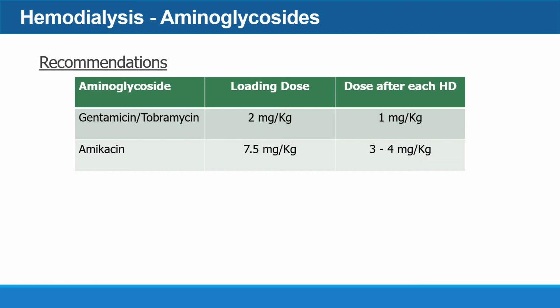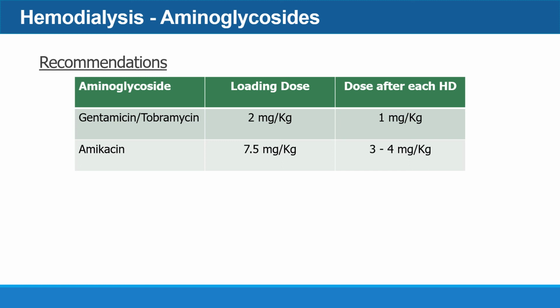For aminoglycosides, the recommendations for hemodialysis are quite a bit easier. For gentamicin and tobramycin, we give a loading dose of 2 mg per kilogram, and then we give 1 mg per kilogram after each hemodialysis session.